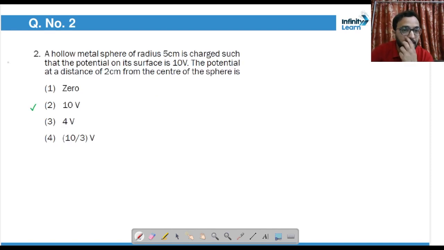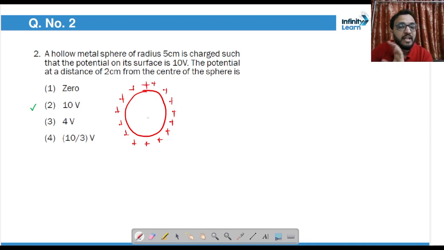Got it? Now, a hollow metal sphere of radius 5 centimeters charged. See, it is a hollow metal sphere. Hollow metal sphere means the potential everywhere inside the sphere will remain constant. So whatever is the potential on the surface, that same potential will remain everywhere inside. So even at a distance 2 centimeter inside, the potential will still be 10 volts. So second option is correct. If the potential on the surface is 10 volts, inside at every point also the potential will remain 10 volts.